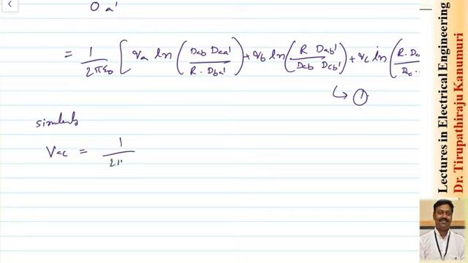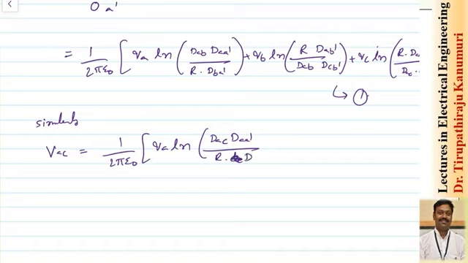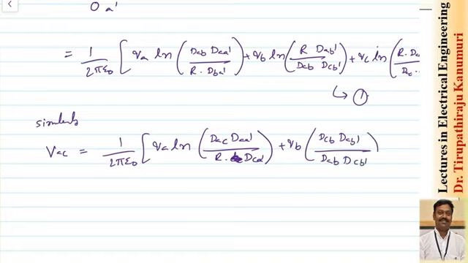So VAC will be equal to 1 by 2 pi epsilon naught into QA into ln of DAC DAA dash divided by R into DCA dash plus QB multiplied by DCB into DAB dash divided by DAB into DCB dash plus QC into ln of, so ln I am forgetting, right, ln of R into DAC dash divided by, so this will be equal to DAC into DCC dash.